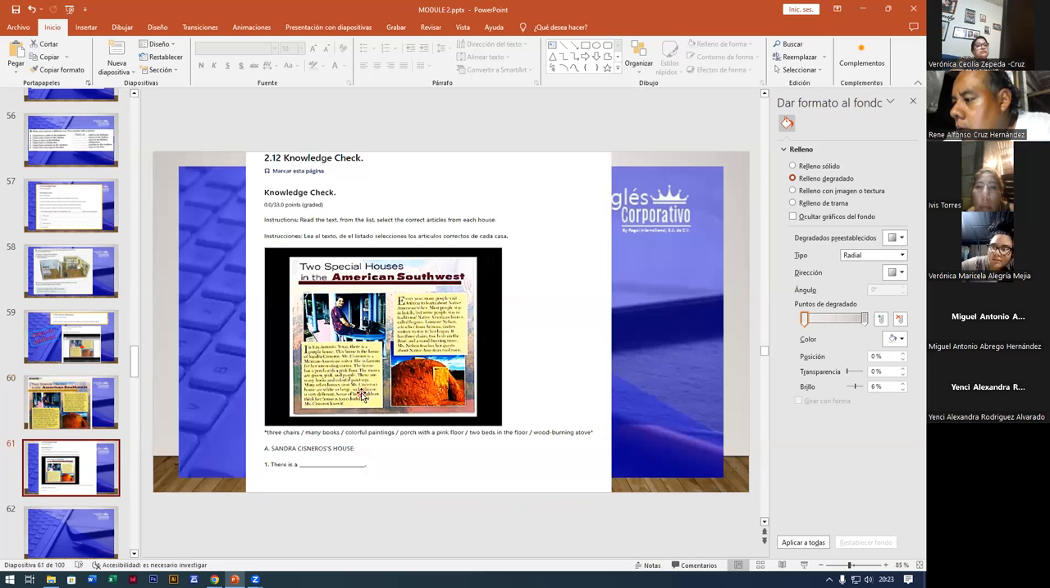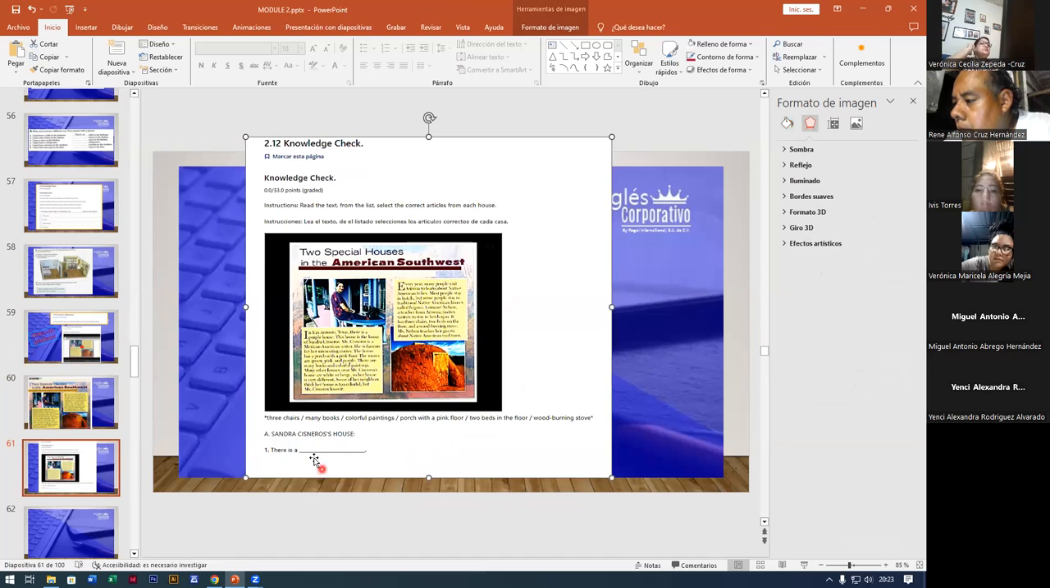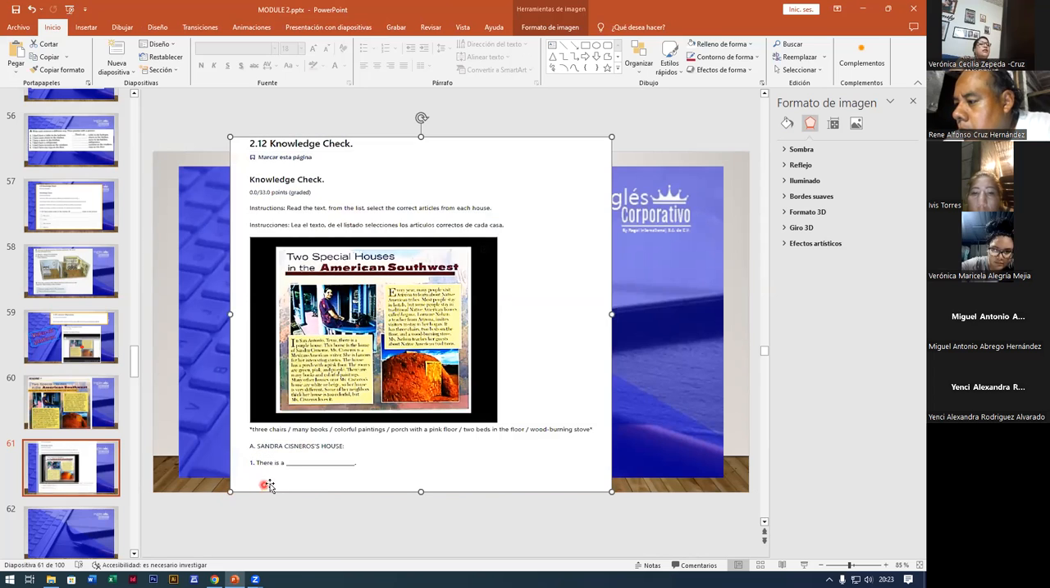Okay. Now, we got the exercise here, and you have to select. Let's see one of them. Sandra Cisneros' house, there is a porch with a pink floor. Yeah, that's good. And the rest, you have to put them, right? Because you have different elements that appear on the platform describing the two types of the house. Okay, let's go ahead then.